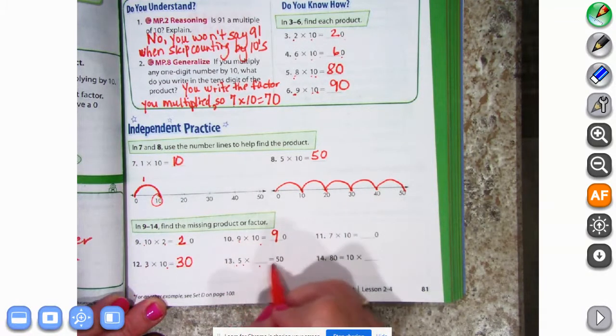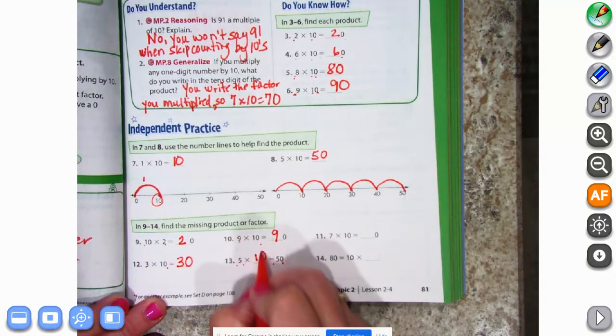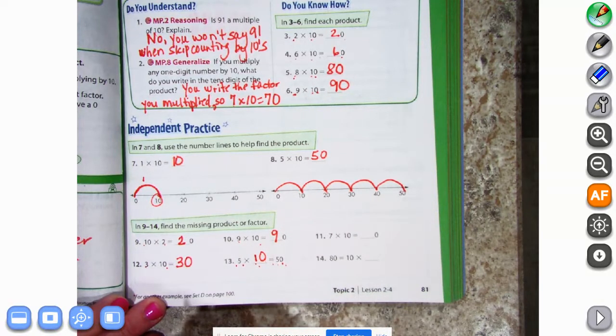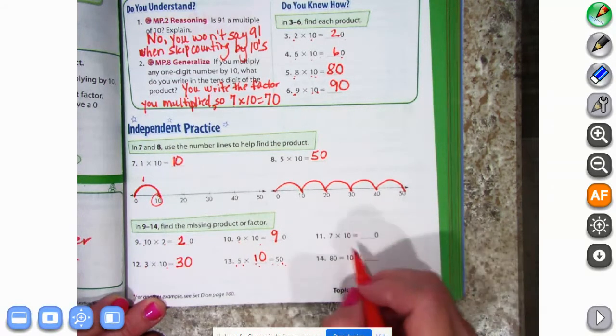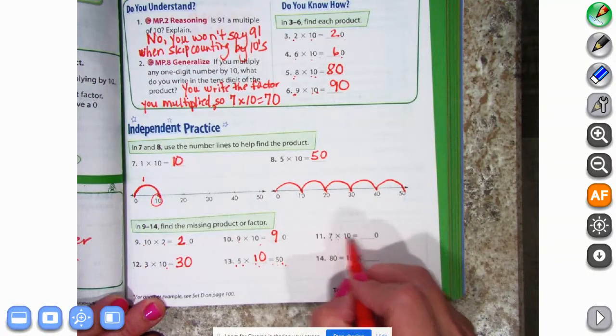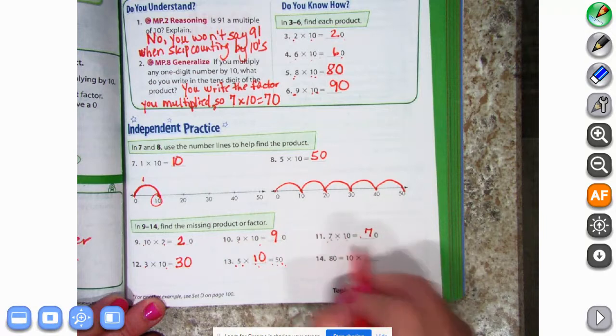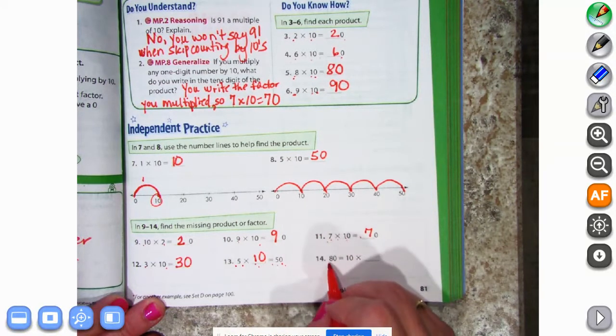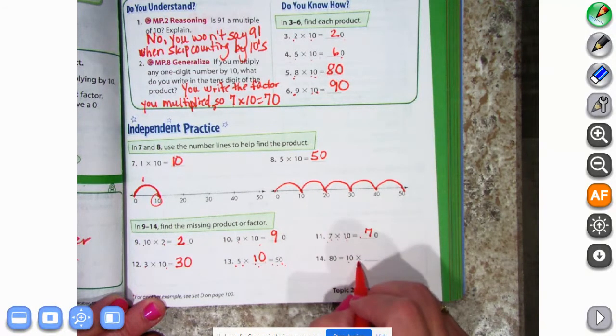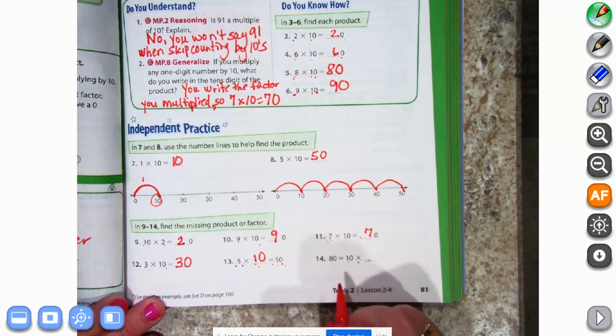5 times what equals 50? 5 times 1 is 5. 5 times 0 is 0. 7 times 10 equals, 7 times 1 is 7. 7 times 0 is 0. 80 equals 10 times what? 8.